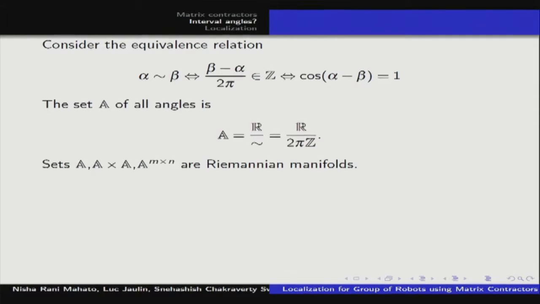If I define this relation, so angles, how can I define them rigorously? I first need an equivalence relation to say that if alpha and beta are equal modulo 2 pi, it means that they correspond to the same angle. So in fact, the set of angles is a quotient between R and this relation, which can be written like this, as I said before, like in the plain bottle. I have a Riemannian manifold. I cannot say that this angle is smaller than another one because of the circle.